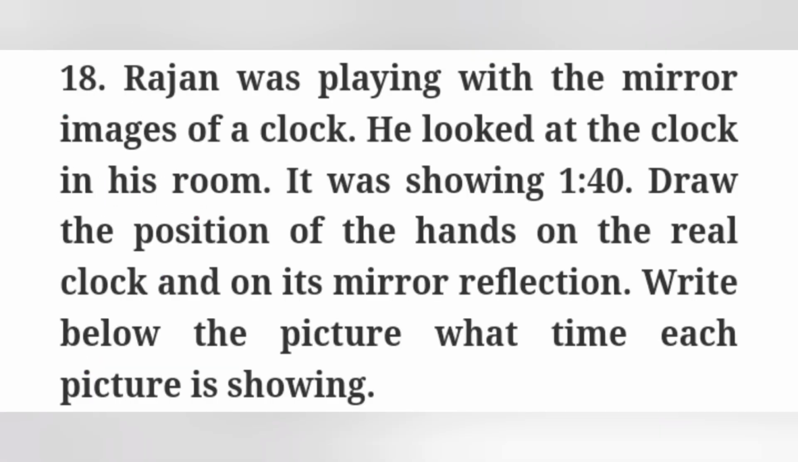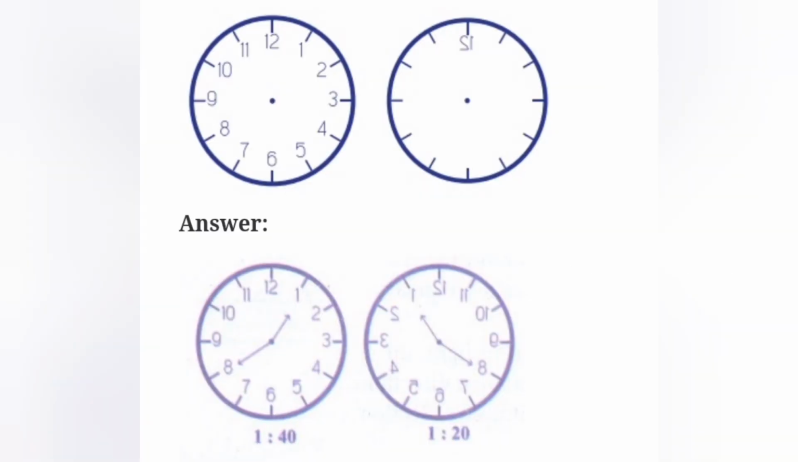18th question, Rajan was playing with the mirror images of a clock. He looked at the clock in his room. It was showing 1:40. Draw the position of the hands on the real clock and its mirror reflection. Write below the picture what time each picture is showing. Answer: draw this clock and mark the answer.